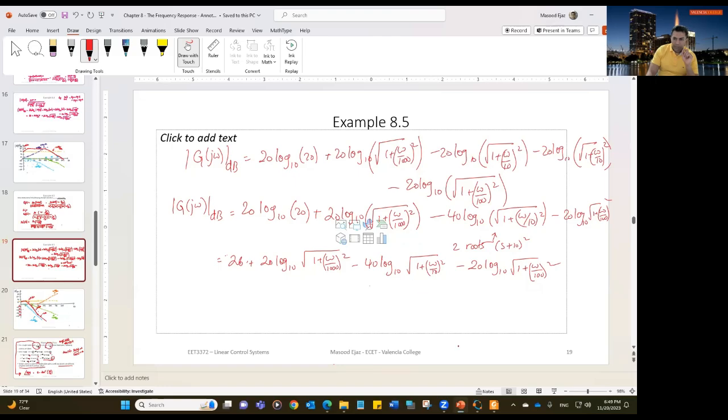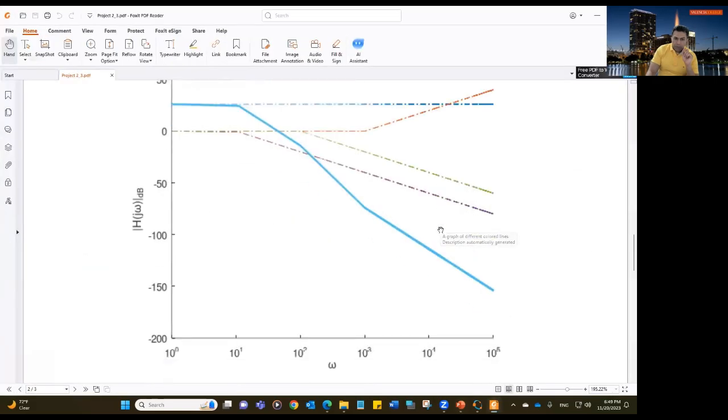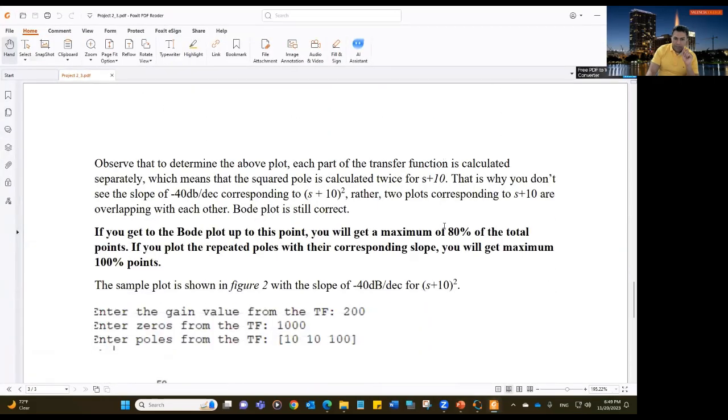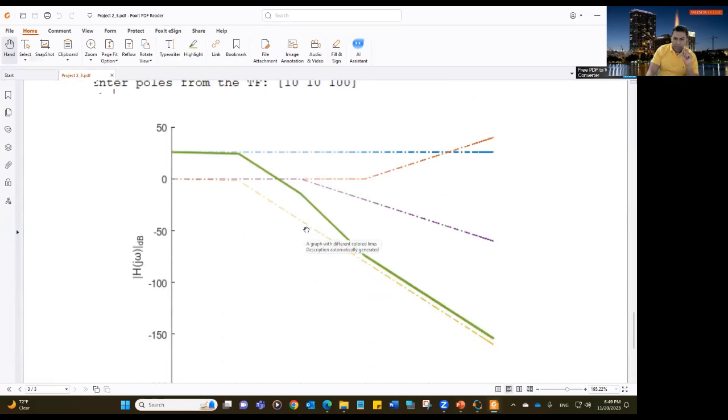The 10 factor, this factor. But if you move on to the next one, then in this one, I'm showing that this is -40 decibel per decade. This is the other line, cutoff frequency is 100, which is dropping -20 decibel per decade. And this is a 0, which is increasing by 20 decibel per decade at 1000.